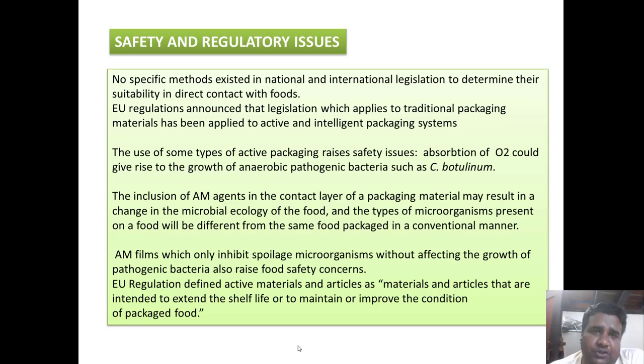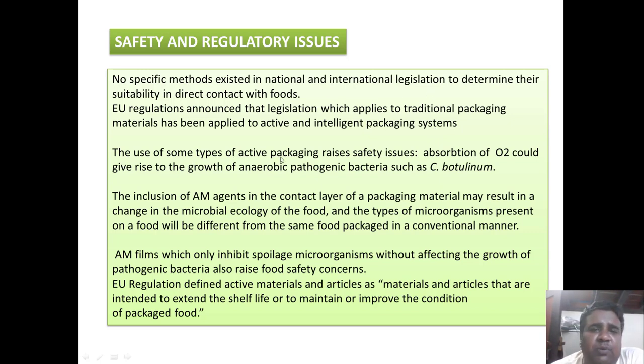Safety and the regulatory issue. If we talk about intelligent and active packagings, there can be some safety and regulatory issues, but there is no specific method in national and international legislation to determine their suitability in direct contact with the food. European Union regulations announced that the legislation which applies to traditional packaging material also applies to active and intelligent packaging. Same thing.